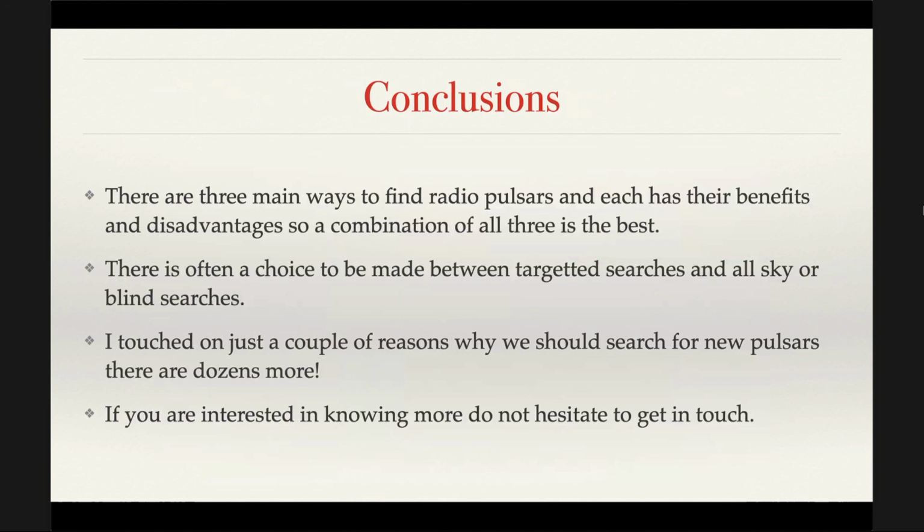Okay, so in conclusion, there are 3 main ways to find radio pulsars, and each has its benefits and disadvantages. So a combination of all 3 is the best. There's often a choice we have to make between targeted searches and all-sky or blind searches, and it really depends on what your aims are and how much observing time you've got available. I touched on just a couple of reasons why we should search for new pulsars, but there are dozens more, and I'm sure Marissa has already touched on some of them as well.